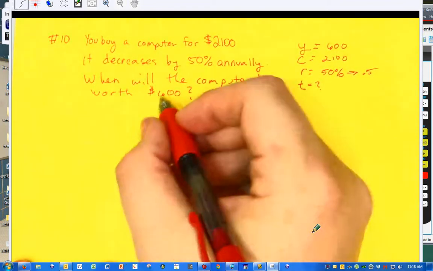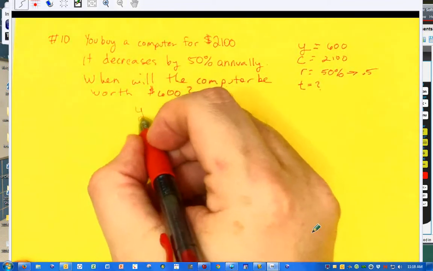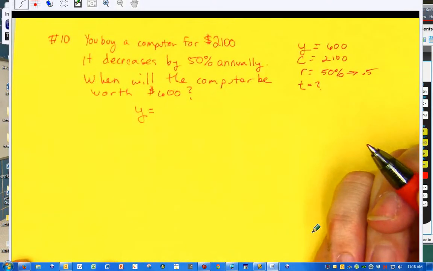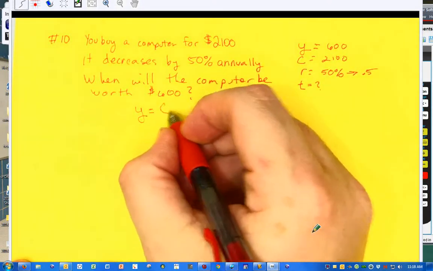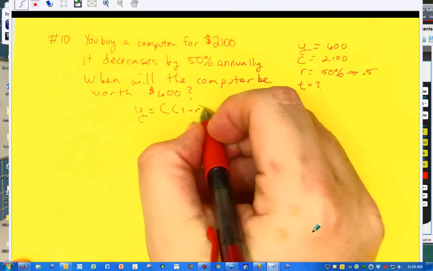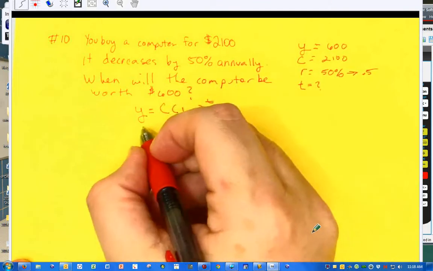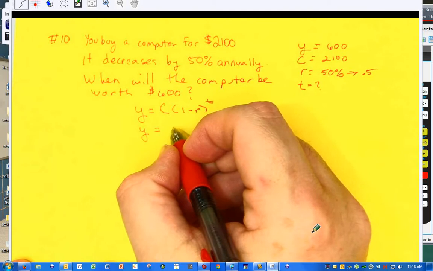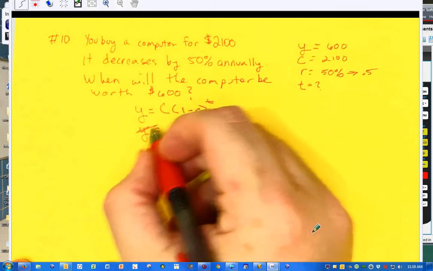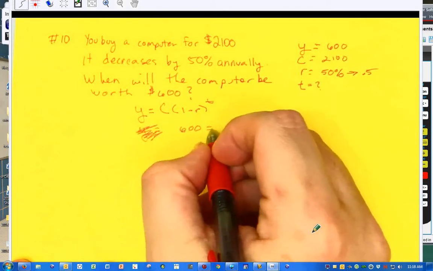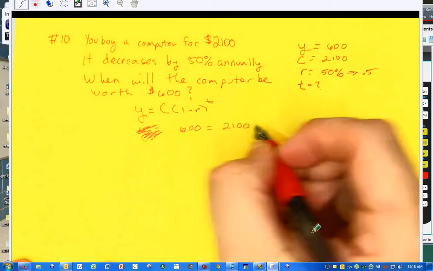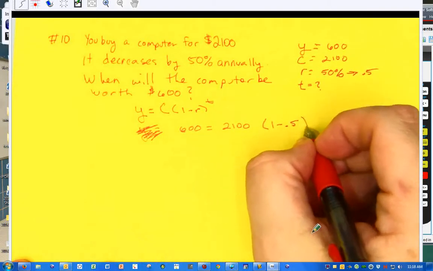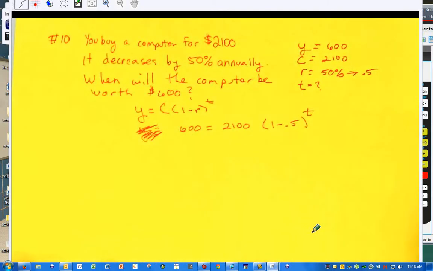We don't know the time it's going to take to go from 2,100 to 600. So we set up, is this growth or decay? It's decay. So it's 1 minus r to the t power. So we go y is equal to 600 is equal to 2,100 times 1 minus 0.5 to the t power. And so what we have to do is solve for t.